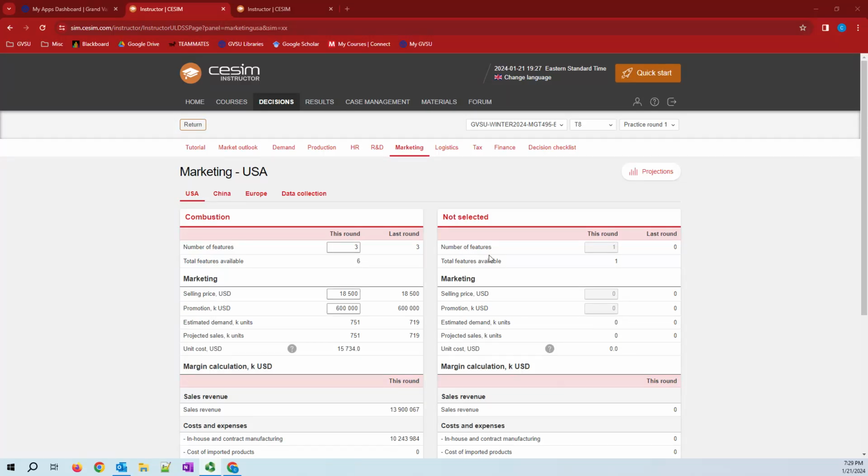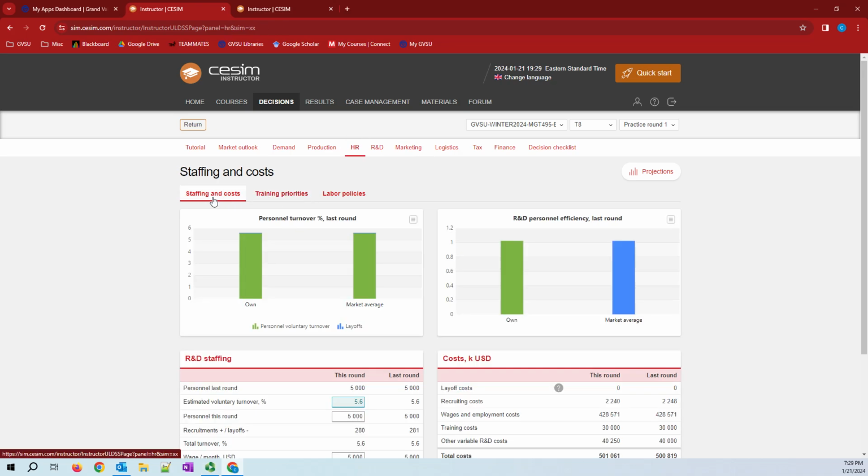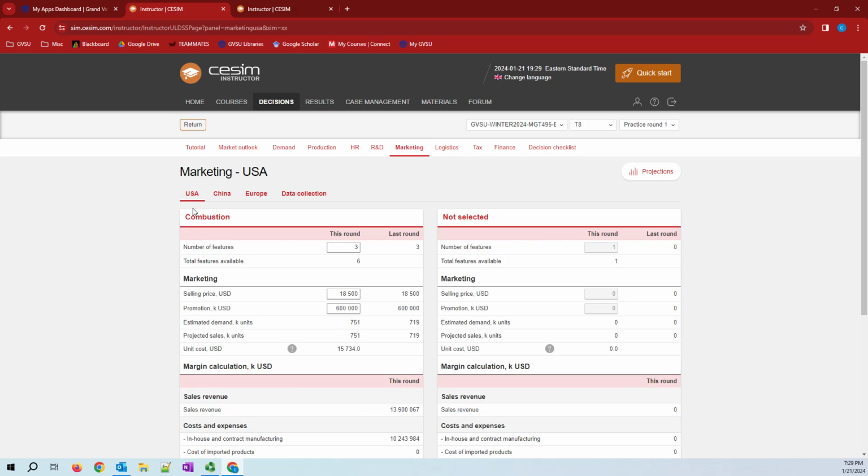Okay, let's talk about marketing decisions now. Once I move to the marketing tab, I can see that there are four sub tabs under the marketing tab. The HR tab had three sub tabs: staffing and costing, training priorities, and labor policies. Marketing has four sub tabs: the marketing decisions for USA geography, marketing decisions for China geography, marketing decisions for European geography, and then a data collection tab, which is mostly around company policy around data collection processes and transparency.